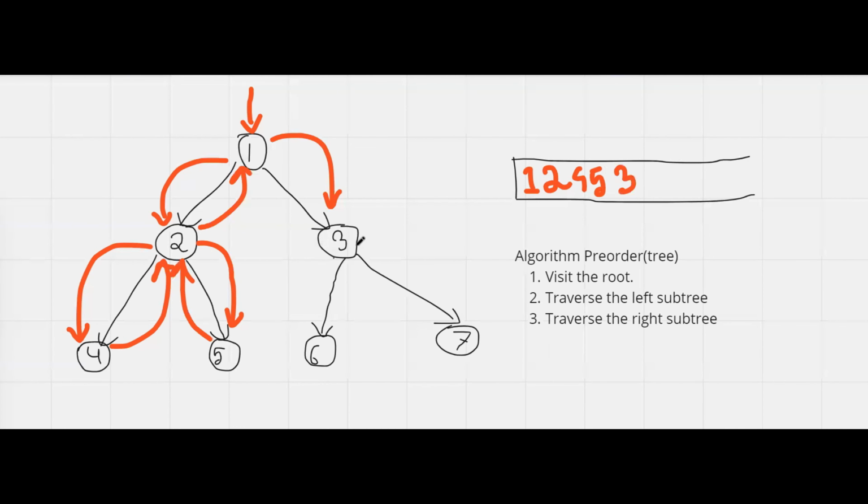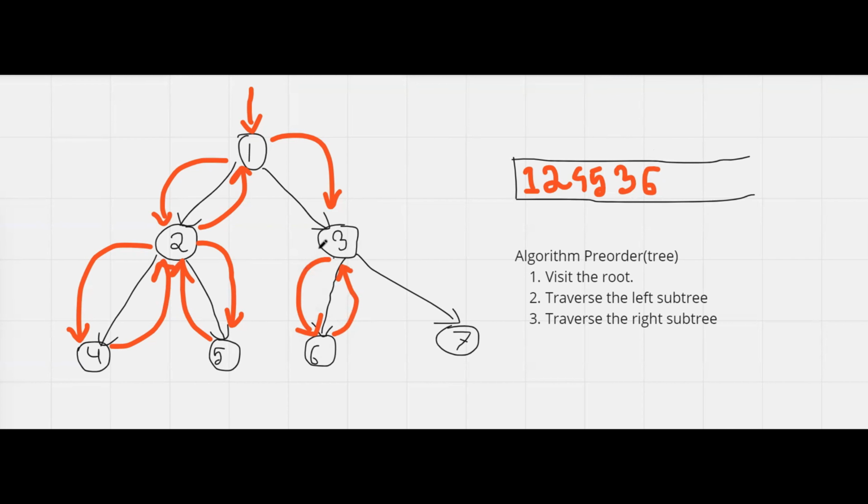Now we are at node 3, which is the parent of nodes 6 and 7. So by considering it as a root, we have to visit the left subtree according to the algorithm. So from 3, we have to move on to node 6. Now node 6 is also a root, but it does not have any other children. So we have to process it and put the value of 6 into the resulting vector here. Now from 6, we have to move on to root 3 again.